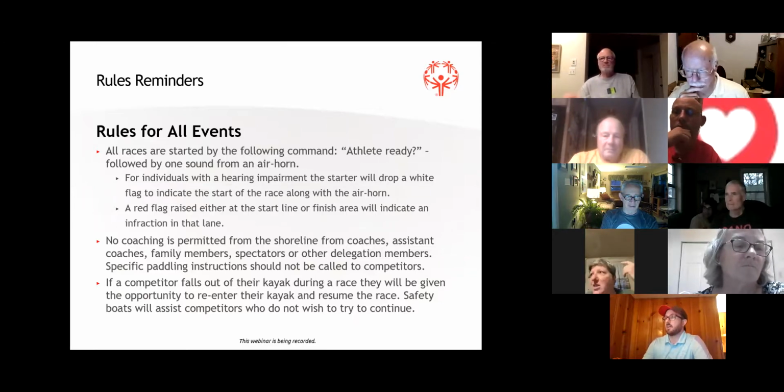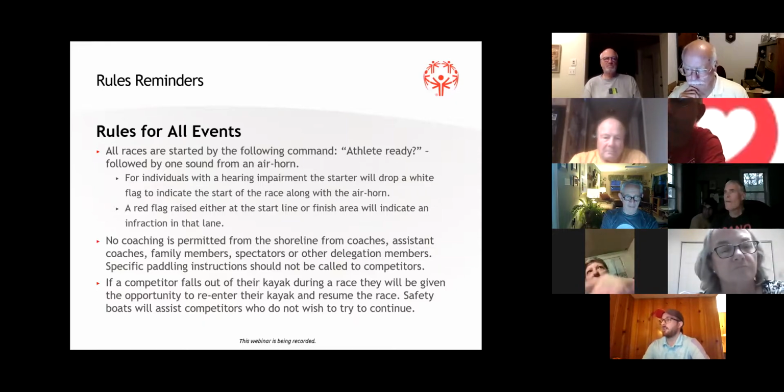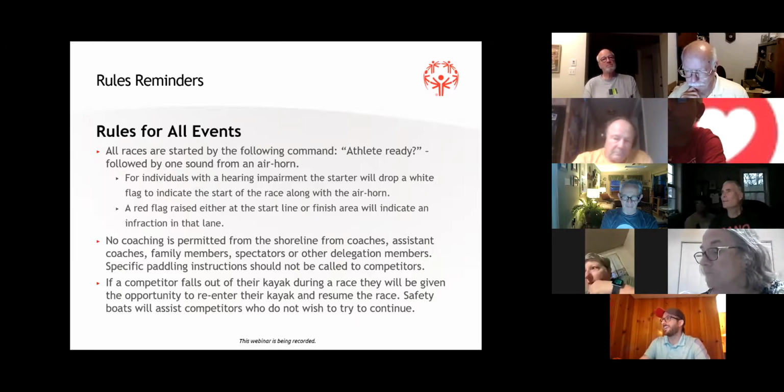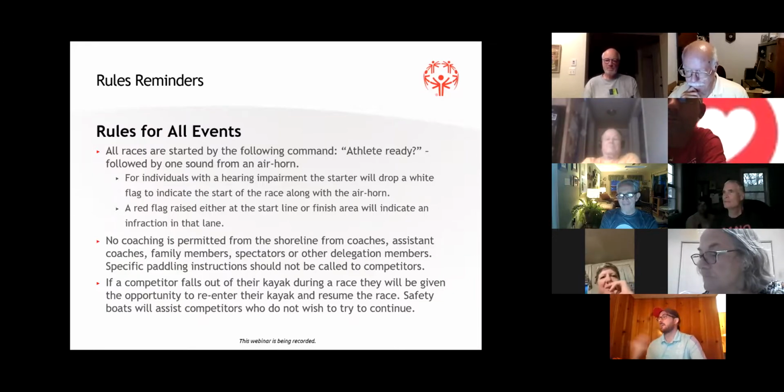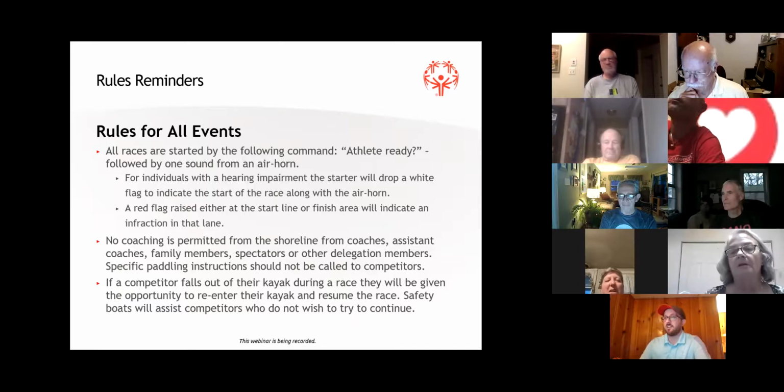Again, no coaching is permitted from the shoreline. Remind your family members, too. You can say, go, good job. There's a very thin line with go faster. I typically recommend not to give command words like that. But cheer on your athletes, make sure they know that you're there to support them. But you are not coaching from the shoreline.